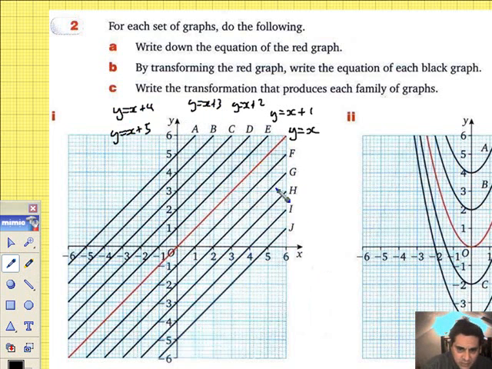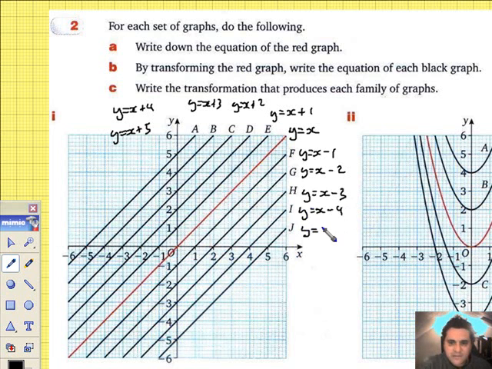Working down the page now, look at graph G. It passes through 0, minus 1. So that's going to be y equals x minus 1. The next graph passes through 0, minus 2. So that's y equals x minus 2. The H graph passes through minus 3. Y equals x minus 3. You never get this in an exam, by the way. It's far too long-winded. Graph I, 0, minus 4. So y equals x minus 4. Similarly, J passes through the point 0, minus 5. So y equals x minus 5.